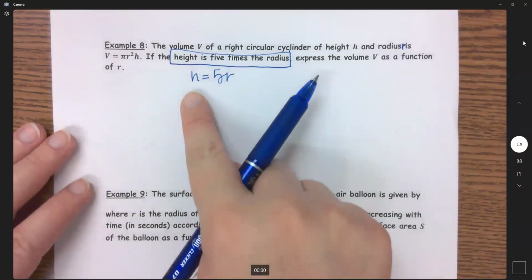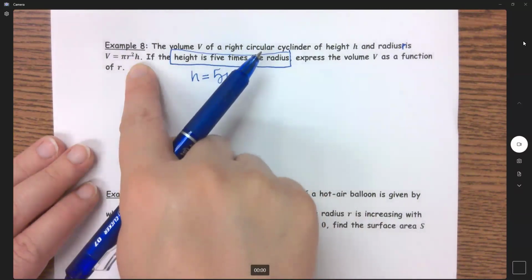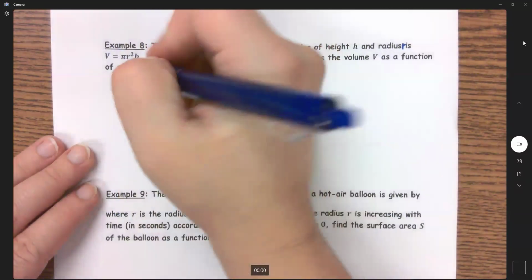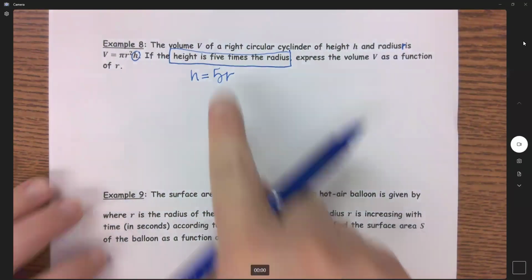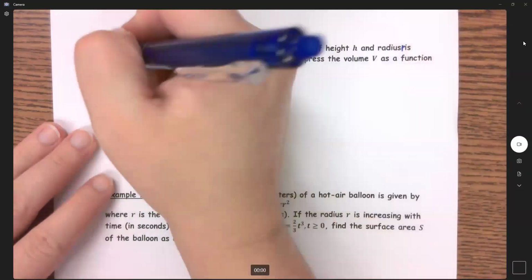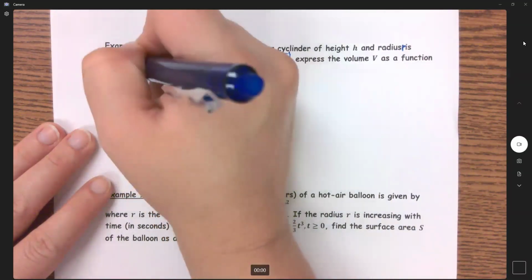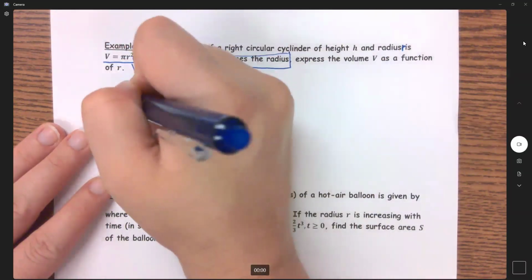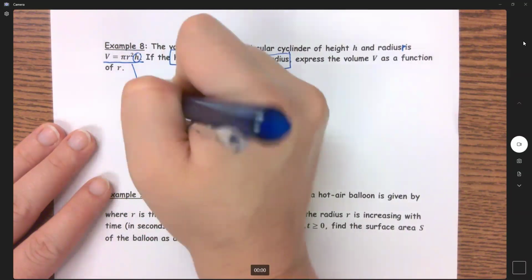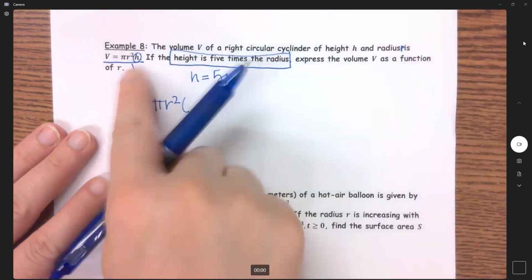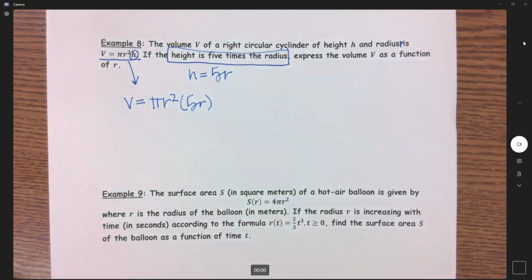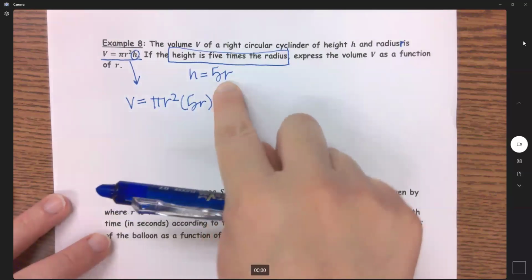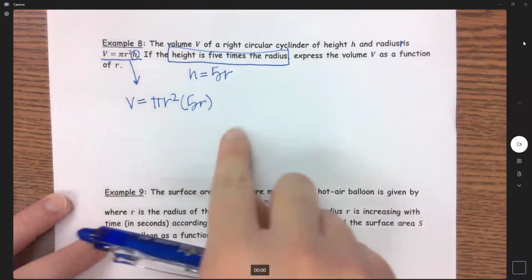So now that I know what h equals, now I can go into my V equals pi r squared h and replace this h with what it equals. So now this is V equals pi r squared times 5r. You can kind of see the stretch of this application. We're substituting a function into another function to get a new function.